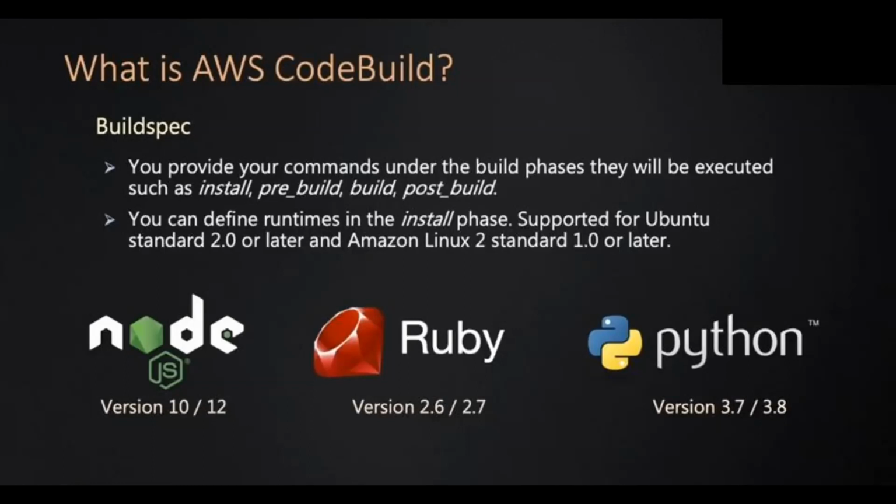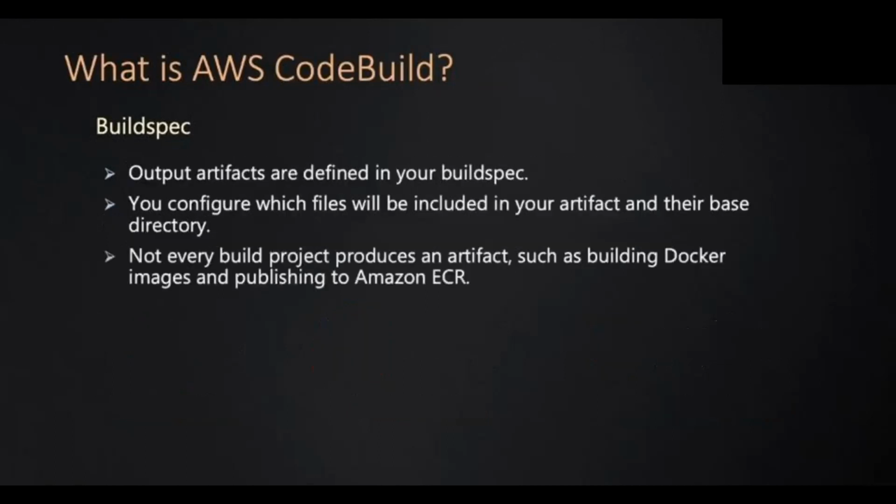Okay, we can define runtimes in the install phase. So in the install phase, that's where we say, hey, we need Node.js, Ruby, Python. These are the runtimes we give. It allows us to specify the versions. It is supported for Ubuntu standard 2.0 or later, and Amazon Linux 2. So these are the two base operating systems for which the support is already there. The others will work, but I think these two are actually supported by Amazon.